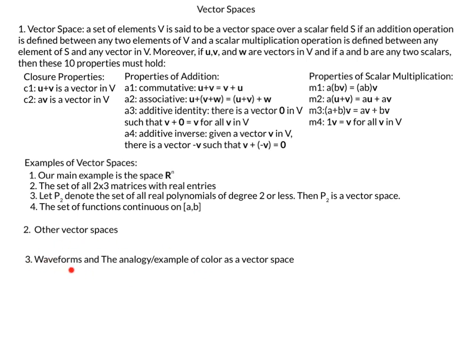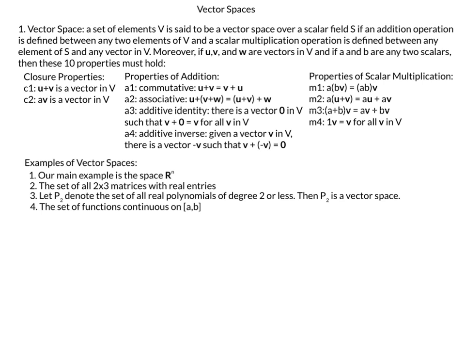And then later we'll talk about waveforms and how they make a vector space, and then we'll go on to an analogy, which is actually more than an analogy, it's an example of colors as a vector space, and this is where I get a lot of my intuition, or a good feel for what's going on.